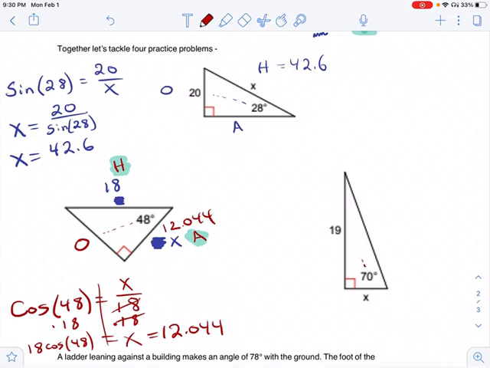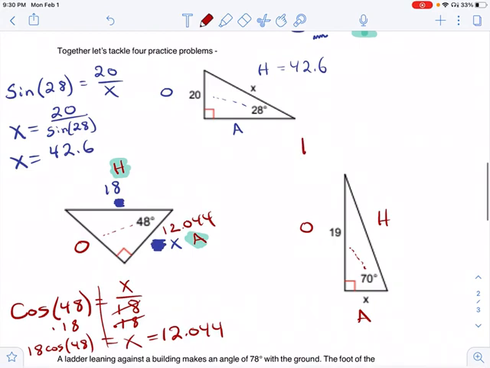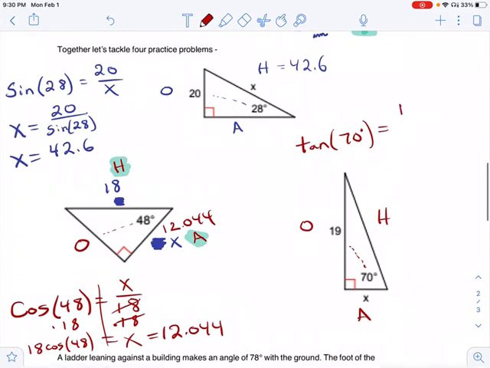All right, 70 degrees, labeling my sides: opposite, hypotenuse, adjacent. I don't care about my hypotenuse, so sine and cosine are out because those are the trig functions that use it. But I do have tangent here. So I know that the tangent of 70 degrees is equal to the opposite divided by adjacent. So that would be 19 over x.